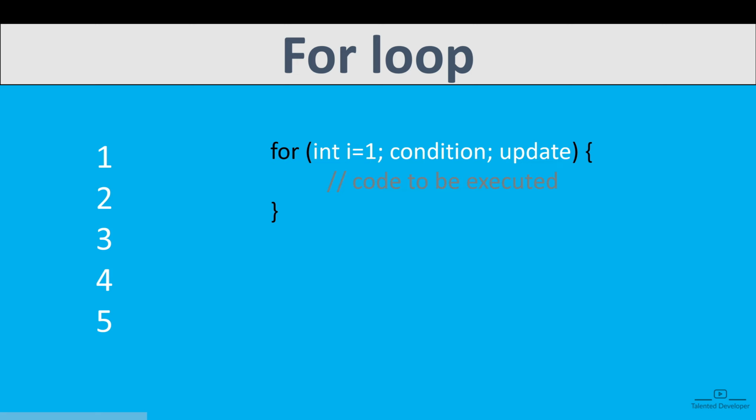And the condition is till which position you want to run our code. So here you can give i less than or equal to 5. That means start from 1 and go till 5. So here you can see it is going 1, 2, 3, 4, 5. So it is going in increment order. In the update, you can just mention i plus plus. That means when the first loop has ended, whatever i value is there, just add plus 1.